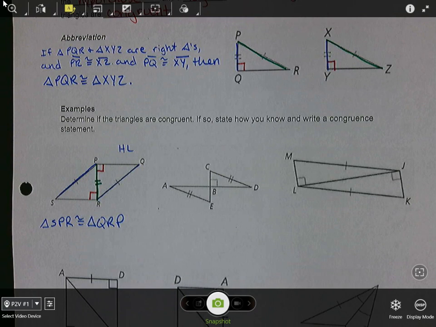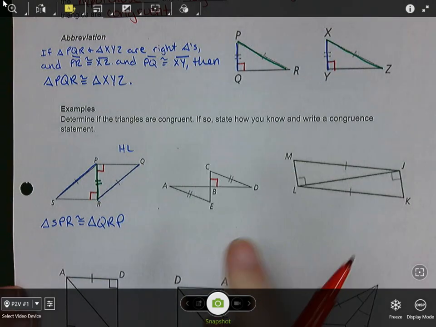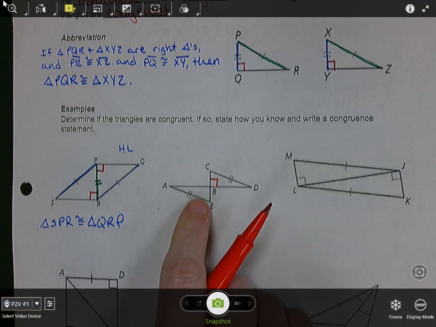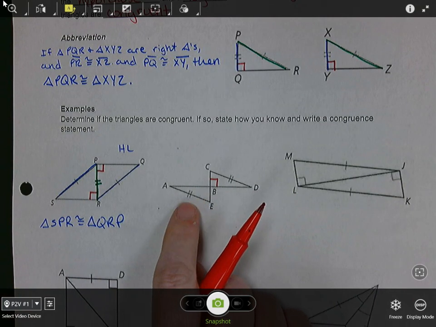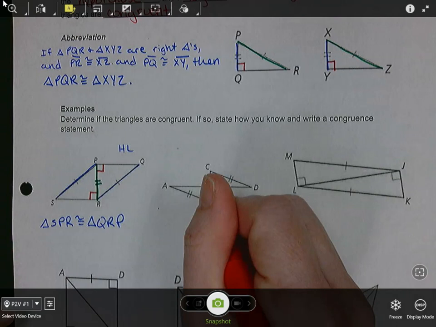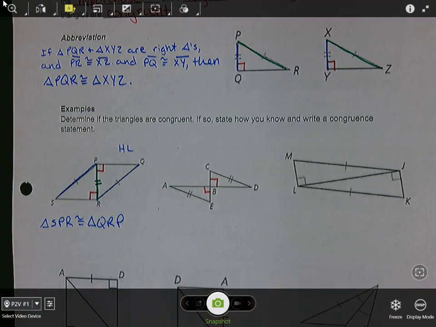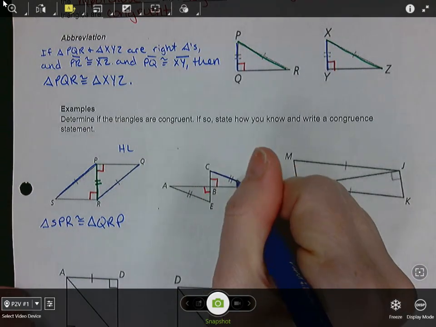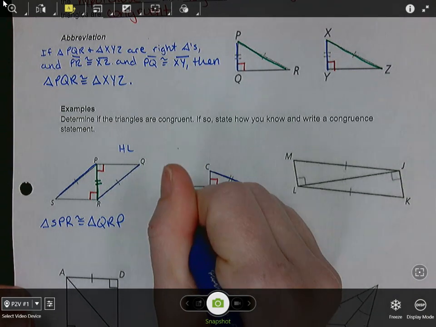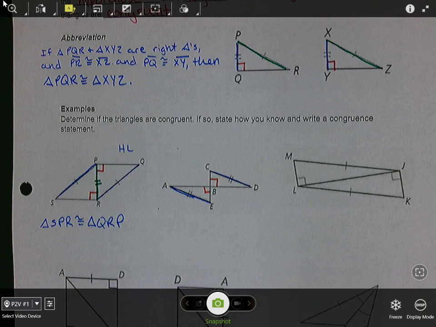All right, on the next one, I can see right away that this is a right angle, but there's no right angle marked over here. Is there anything that I'm allowed to mark over here? Now you can mark it 90 degrees since they're vertical angles. Since these two are vertical angles, that means they're both going to be 90 degrees. And then this side is marked congruent to the other side, right here. Okay, and I don't see any other sides marked congruent.